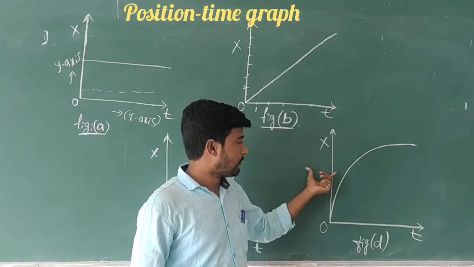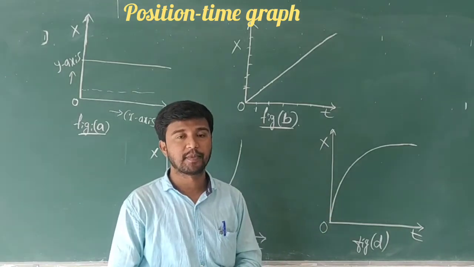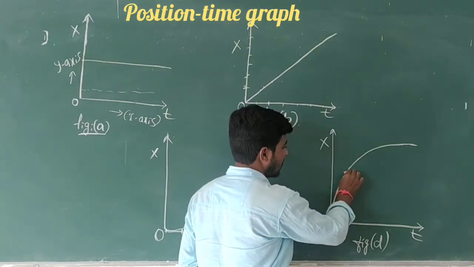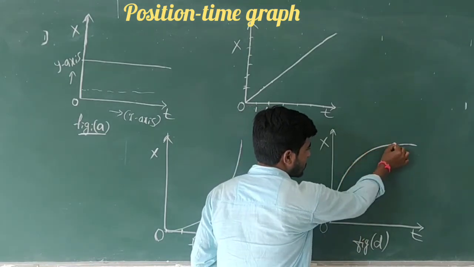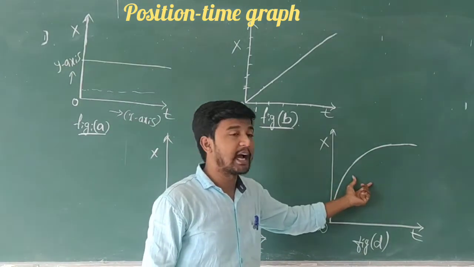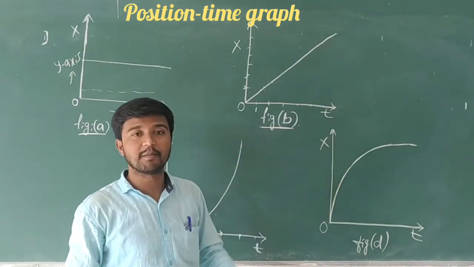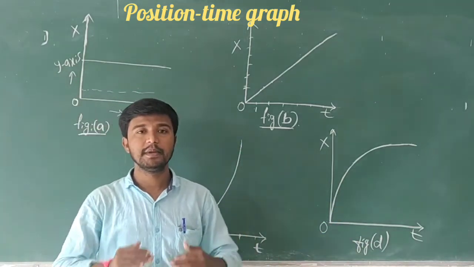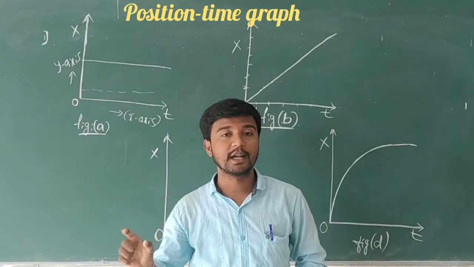In this figure, for an object moving with decreasing velocity, the velocity decreases with time. So the acceleration will be decreasing. This position versus time graph shows decreasing velocity, which means the acceleration will be negative. These four figures tell about a position versus time graph.